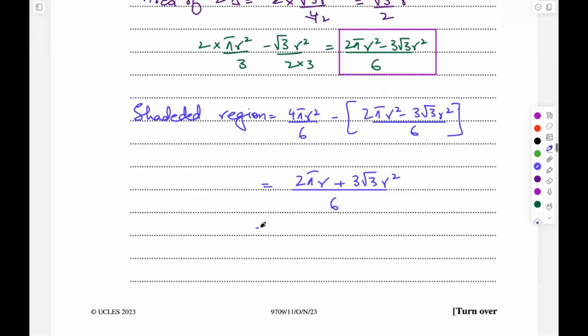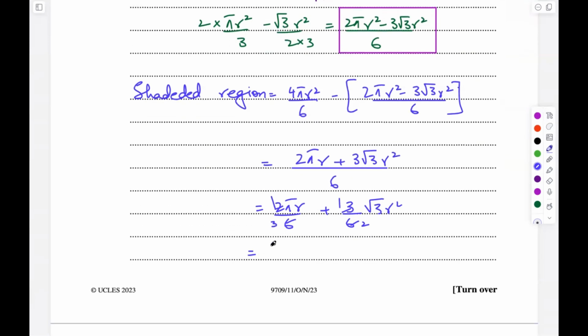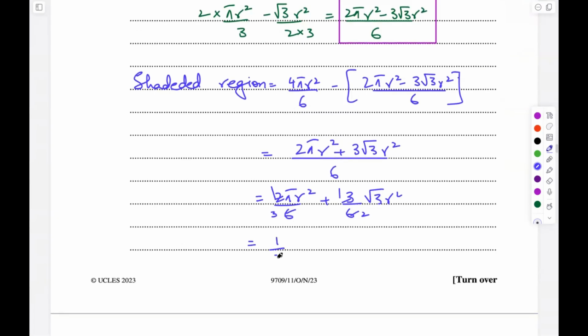We can divide both of these terms by 6 and write it as 2 pi r squared upon 6 plus 3 root 3 r squared upon 6. So this will cancel out and this will also cancel out. So the final answer can be written as 1 upon 3 pi r squared plus root 3 r squared upon 2. So this will be the final area of the shaded region, which is basically the area of the motif.